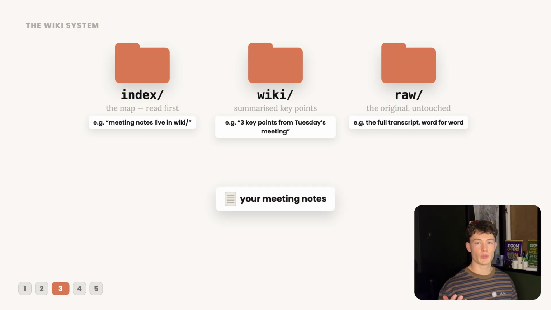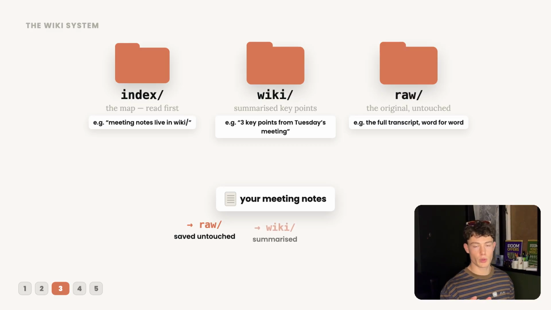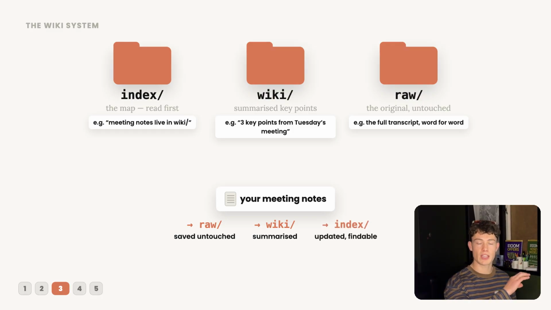So for example, if you took your meeting notes and gave them to Claude, that raw transcript goes in the raw folder, then it summarizes all the key information and puts it into the wiki, and updates the index of where to find it. That's basically how it all works.